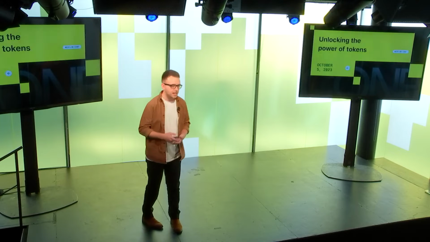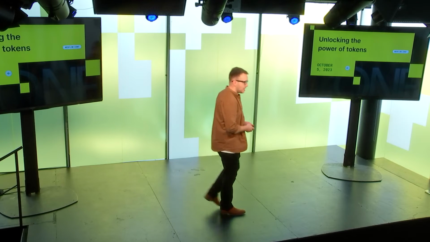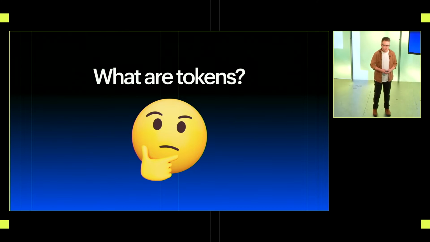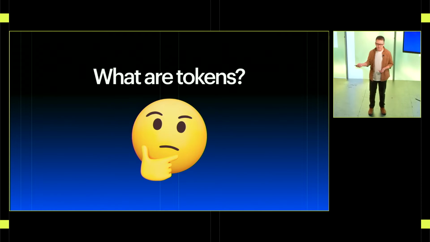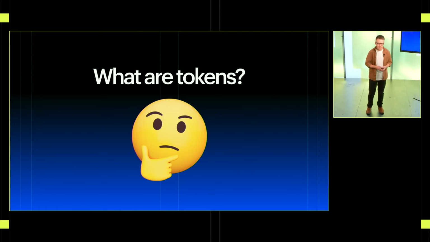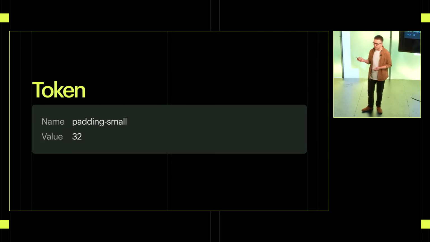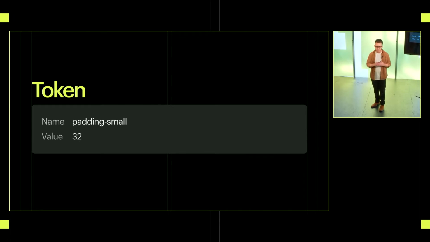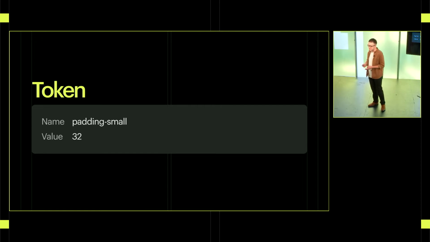Today, we'll discuss unlocking the power of tokens. And you may be wondering, what are tokens? Tokens are a way for us to name and store design choices that can be reused throughout our site. Here we have a padding small token set to 32 pixels. We could apply that throughout our design, and if we update the value, it'll change everywhere that size is being used, creating a lot of consistency.